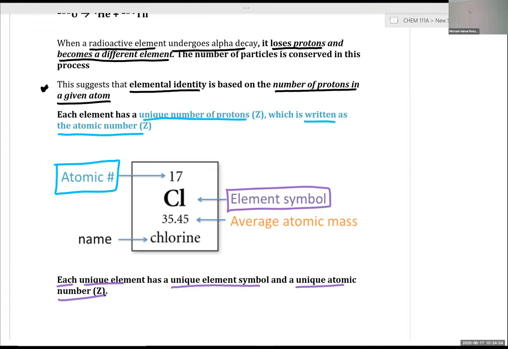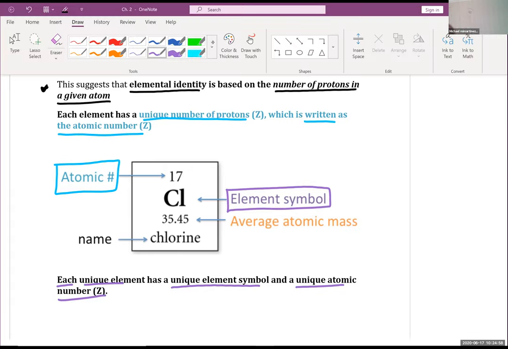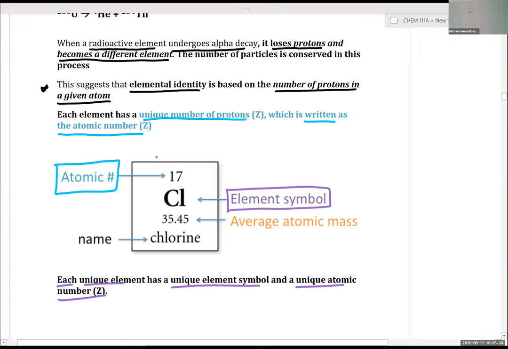Does this idea make sense to everyone? Any questions on this idea? Any questions on what the atomic number represents? It's representing the number of protons. Any questions so far? If not, let's continue on.